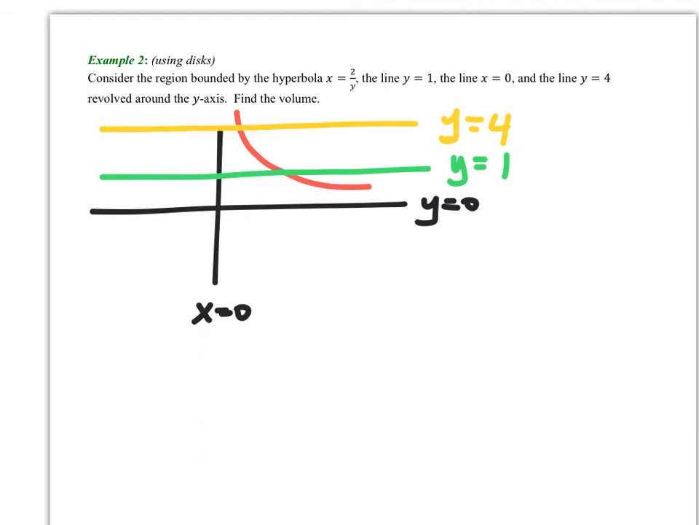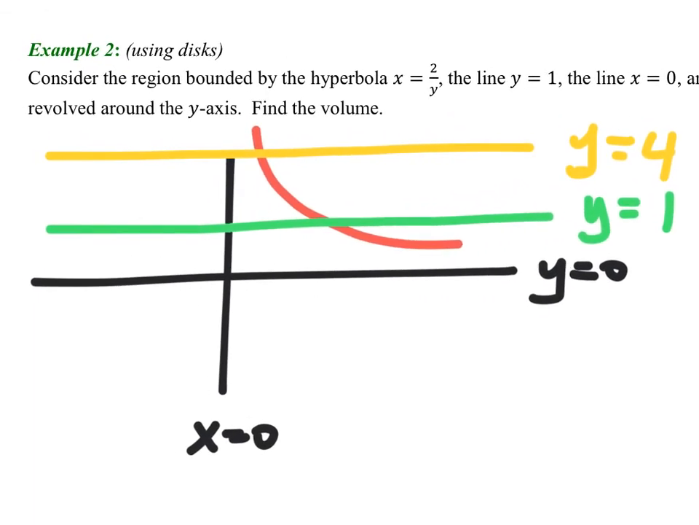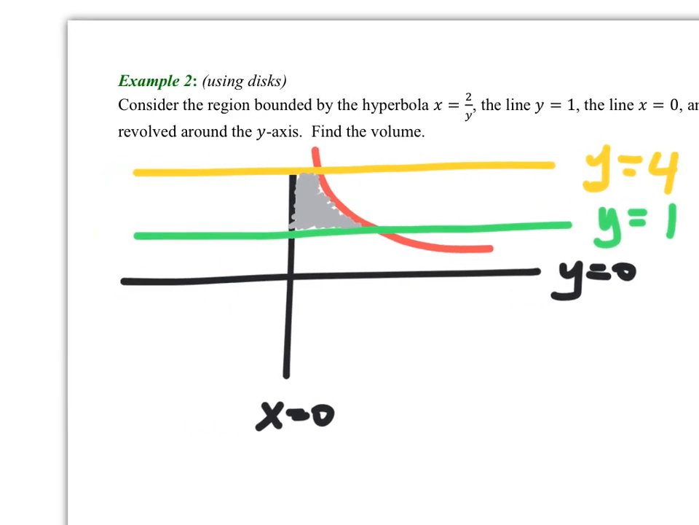So the question is, what am I trying to do? Where's my cross section, I guess, is the question I'm asking. Well, here's your cross section. It's between x equals 0, the function, y equals 1, and y equals 4. In essence, we're going to revolve that around the y-axis, which is x equals 0.